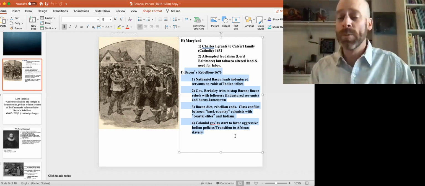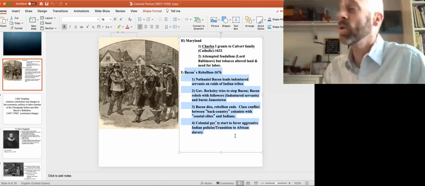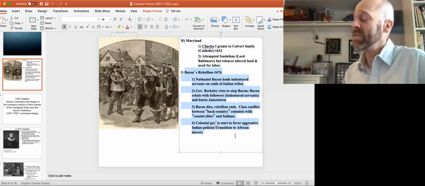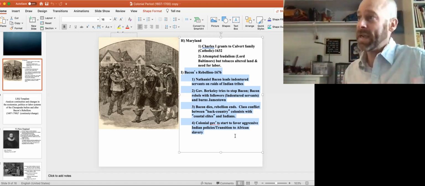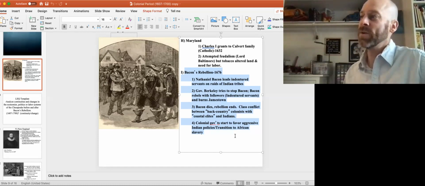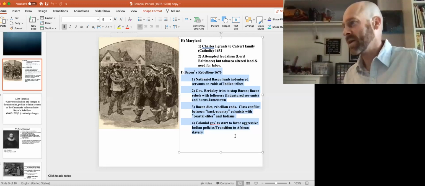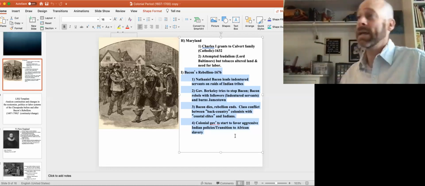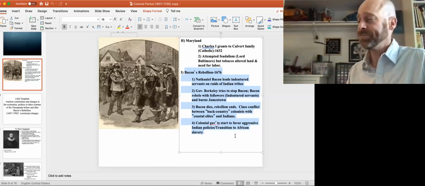There's this enormous rebellion, and it was, in the short term anyway, successful. They took control over Jamestown. They burned it to the ground. Bacon's starting to think about how he wants to remake this colony towards his own ends, and he dies of dysentery. There was a terrible outbreak that winter, and the government, Berkeley, has to flee to England itself.